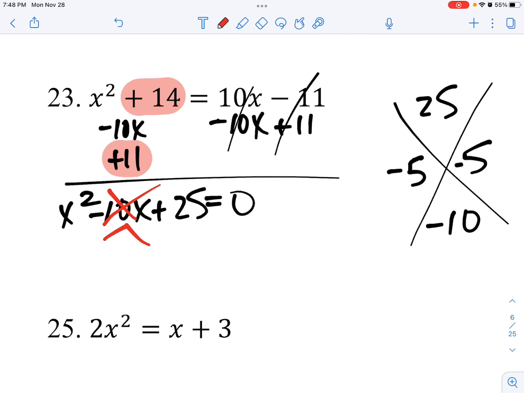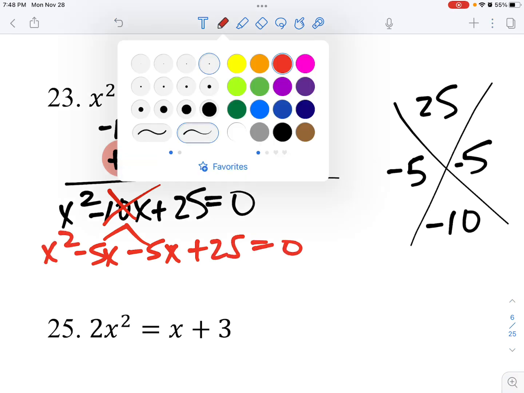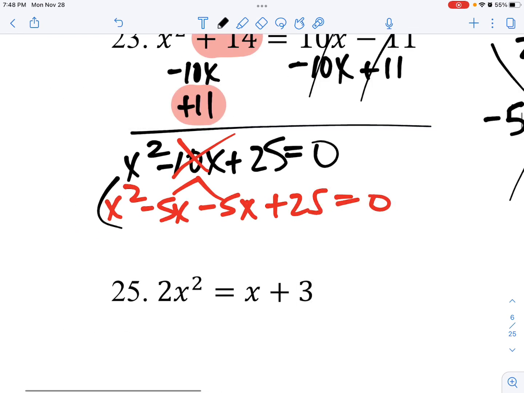I'm going to split that negative 10x into negative 5x and another negative 5x. And I'm going to keep the positive 25 equals 0, and I'm going to keep the x squared in front. Now I'm going to put parentheses, parentheses. The GCF in this first group is x. So I've got x minus 5.